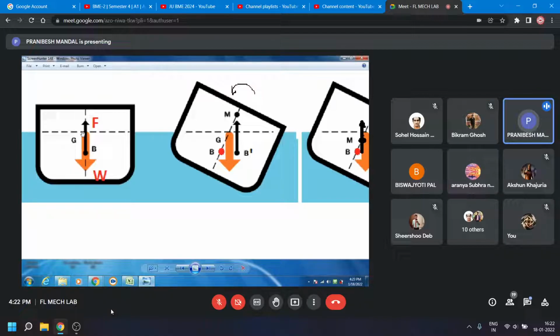So the center of gravity is a bit higher, or the center of buoyancy is a bit lower. This is generally what is natural.